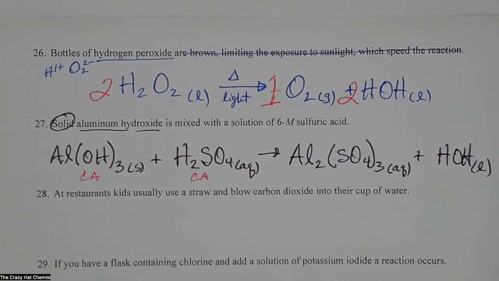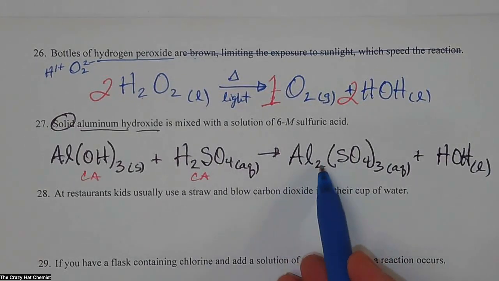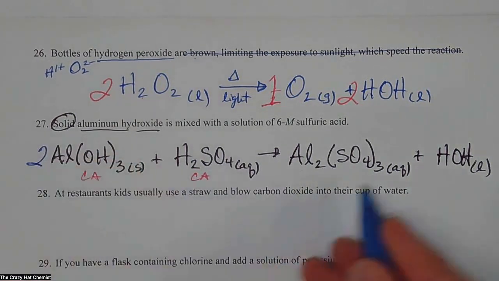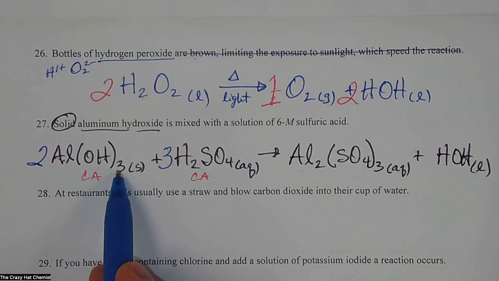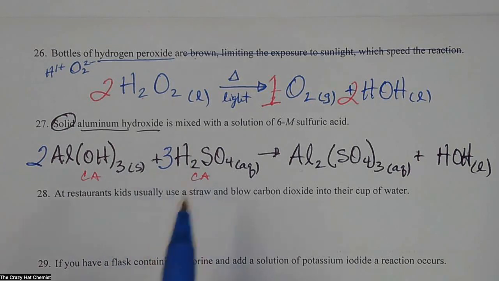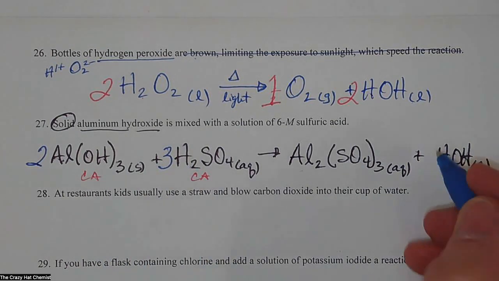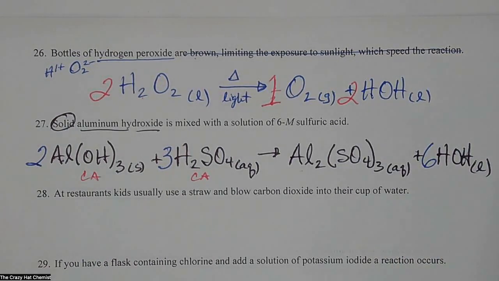Cool. I'm going to balance this beastie thing here, and this is the most complicated thing. I got 2 aluminums. I'm going to put 2 aluminums here, 3 sulfurs right over there like that. And I have a total of 2 times 3, that's 6, 3 times 2, that's 6, that is a total of 12 hydrogens. And I got 2 over here. I'm going to put a 6 over there, and that will give me a total of 12 hydrogens on both the reactant and the product side.